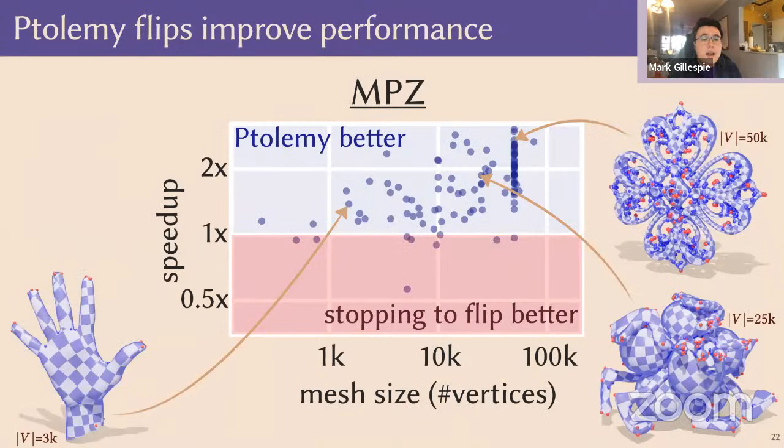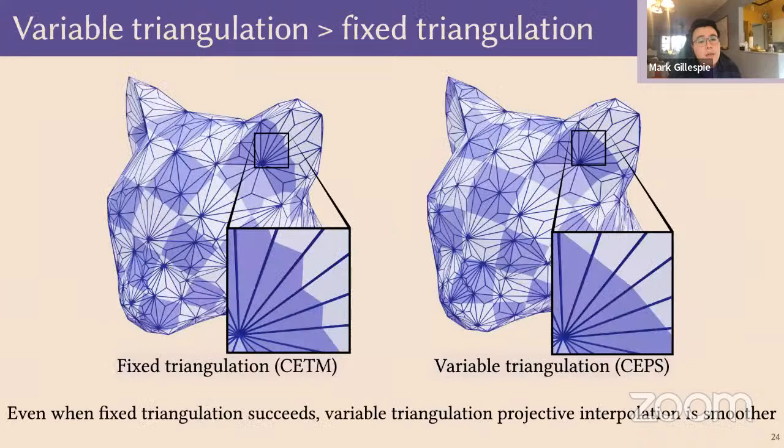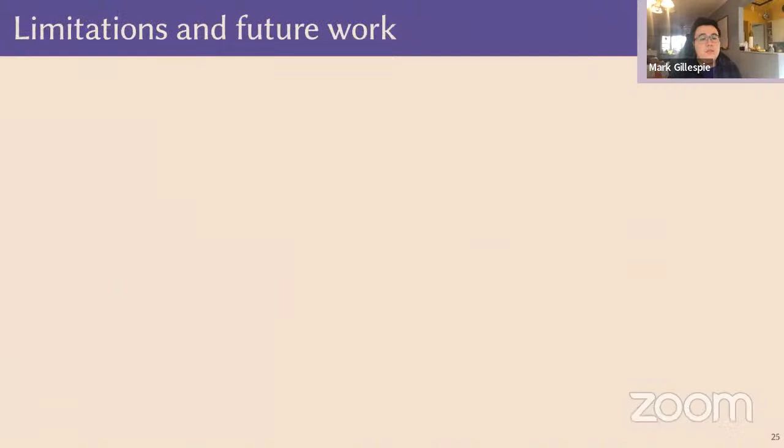In practice, we found that Ptolemy flips provide a definite performance benefit, often providing a 2x speedup in our experiments. And on models with badly shaped triangles, we find that our novel interpolation scheme provides a huge improvement over ordinary linear interpolation. And even when the fixed triangulation CETM succeeds, our variable triangulation method and novel interpolation can produce much smoother results. Finally, let's take a look at some limitations in future work.